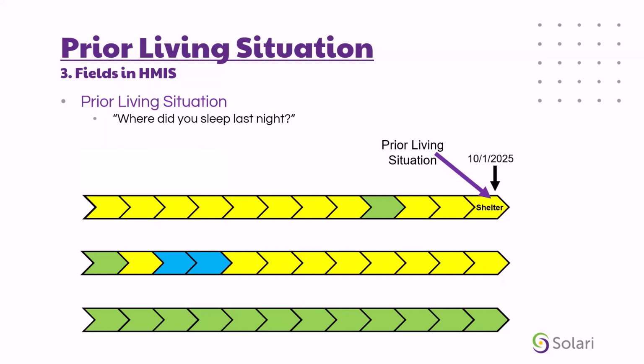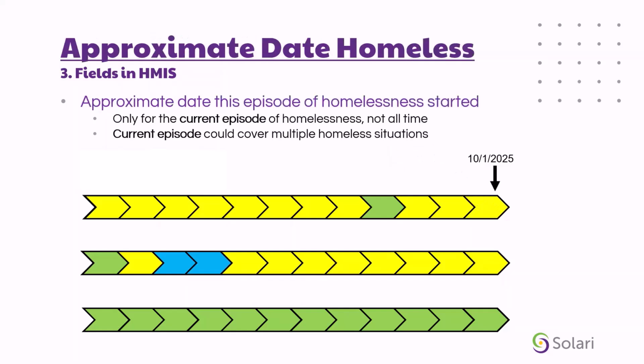This is perhaps the most straightforward question of the 4 that we reviewed on the previous slide. The next field we'll look at is the approximate date this episode of homelessness started or began. Now, this is only for the current episode of homelessness, not all time. So, as we discussed previously, this timeline of 3 years represents 2 episodes of homelessness. This 30 days here, there's a break in a permanent situation, and this second instance of homelessness represented by all the yellow on this first line and the second line, including the blue here.